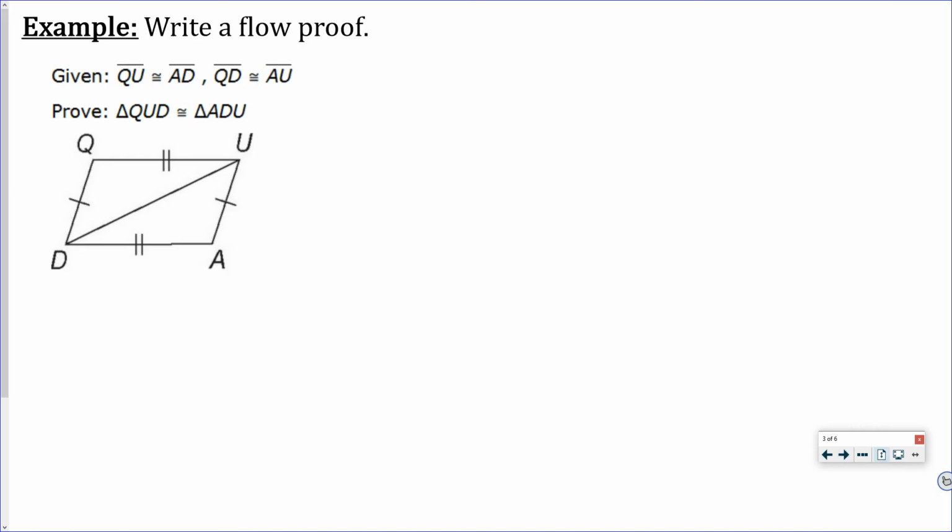All right, so we're going to do a couple of proofs today using side, side, side, and side angle side. And I'm going to introduce you to a new type of proof. And it's fun. It's less writing. It's called a flow proof. And if you've ever seen a flow chart, it's kind of similar to a flow chart. Do you know what a flow chart is?